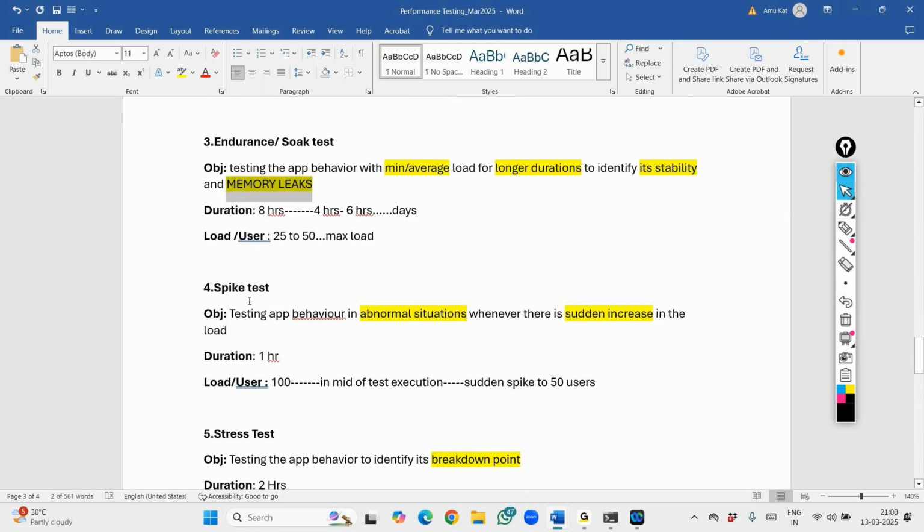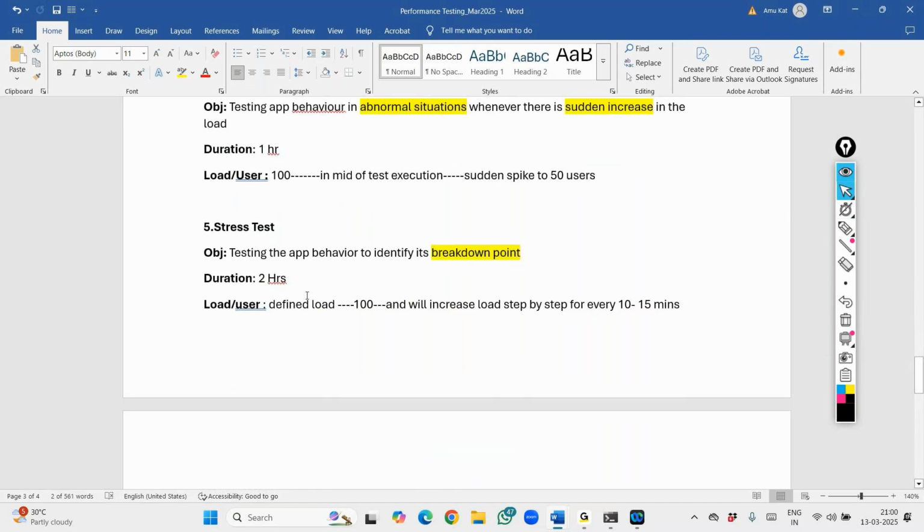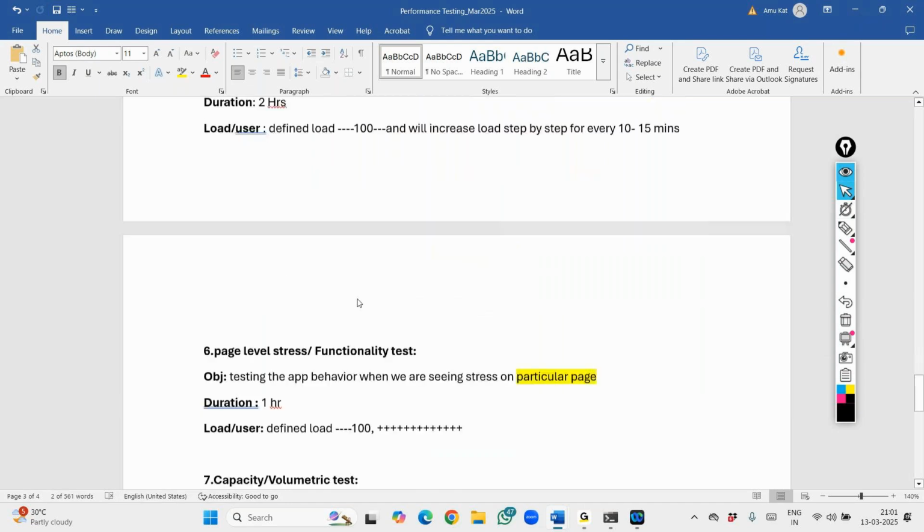Spike means whenever there is a sudden increase, that is spike. Stress. If you keep on stressing something, what happens? No matter what we are dealing with, it is going to burst. In the same way, if you keep on increasing the load on your application, you are going to identify a point where your application is not going to respond. That is called breakdown point. That comes under stress test.